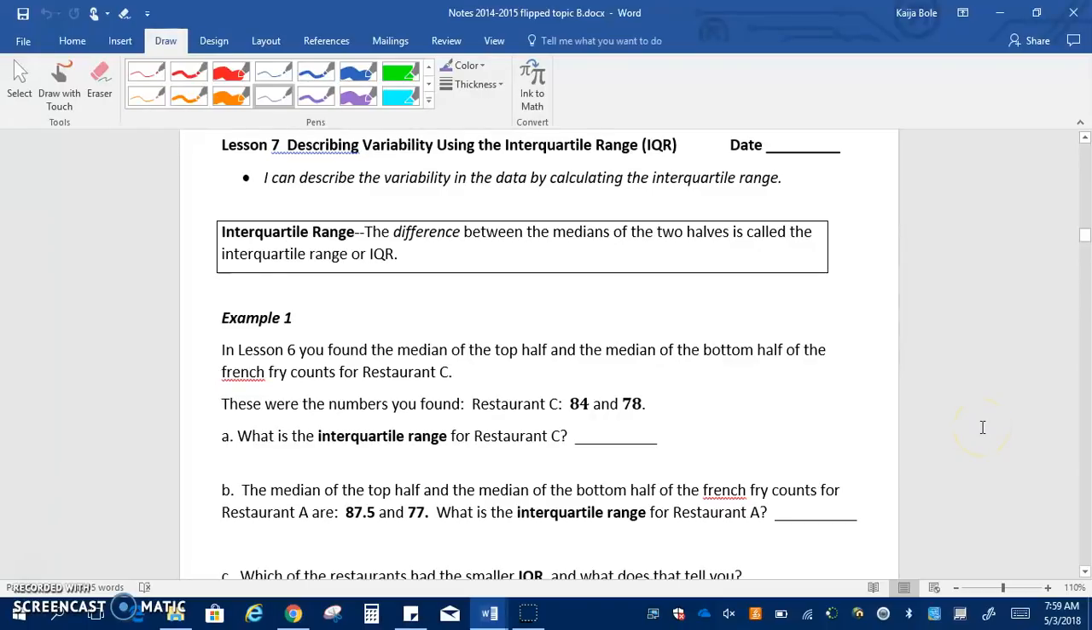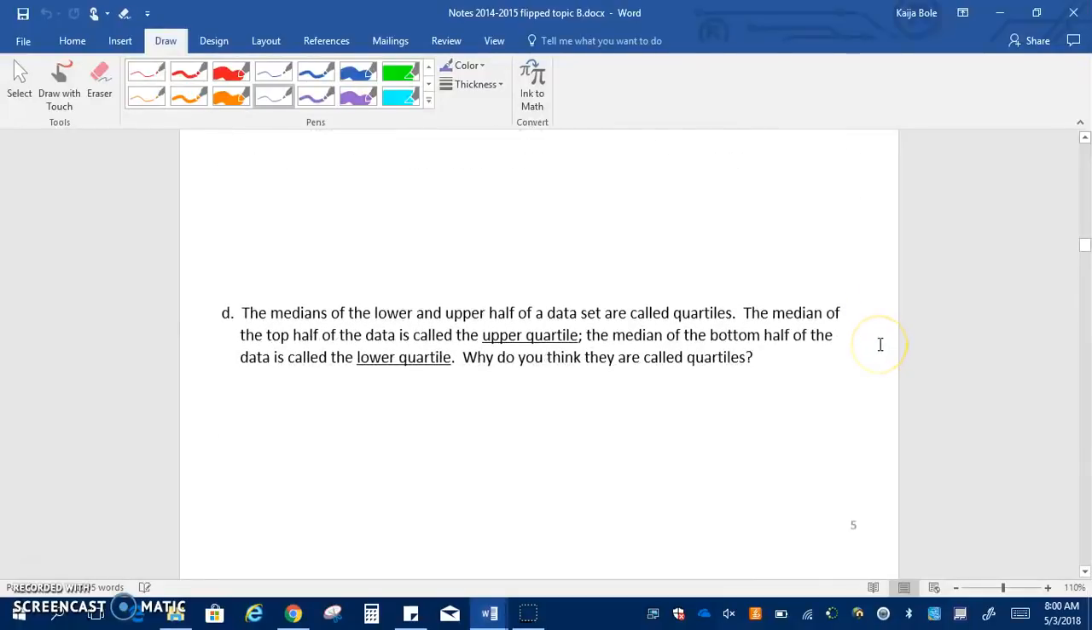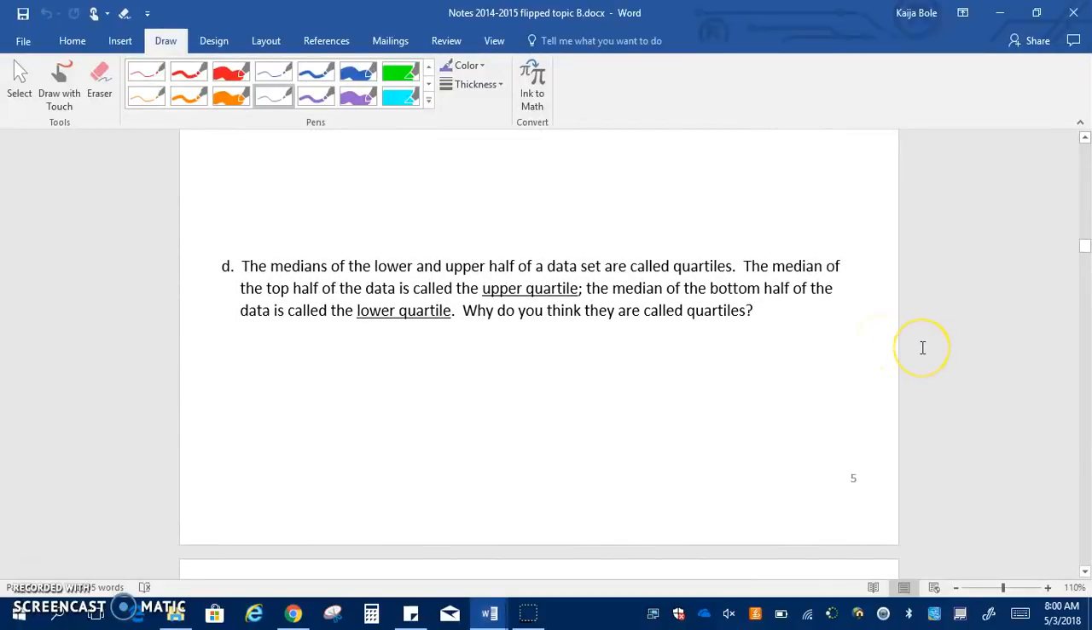Alright, here we are in Lesson 7, describing variability using the interquartile range, or the IQR. There's a definition here at the top. It says that the difference between the medians of the two halves is called the IQR. Looking down at Part D, the medians of the lower and upper half of the data set are called quartiles. The median of the top half of the data is the upper quartile, and the median of the bottom half is called the lower quartile.